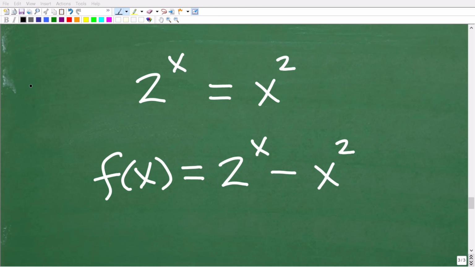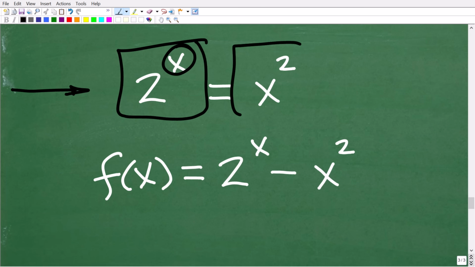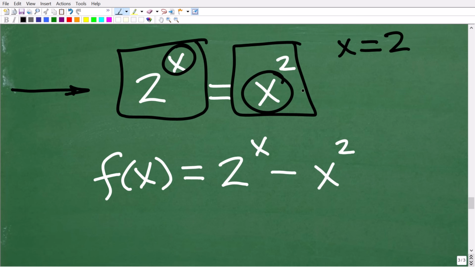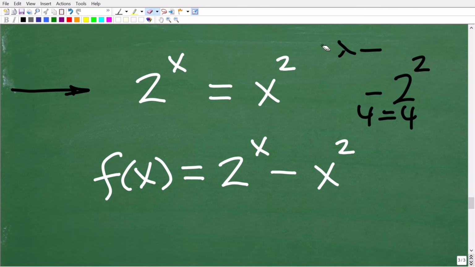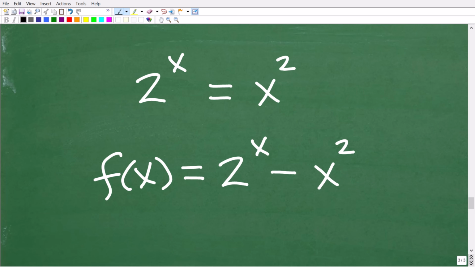Before we continue on, let's just review the big picture concepts here. We're looking for values of x such that the left-hand side is going to be equal to the right-hand side. So we saw that when x is equal to 2, this will make the left-hand side equal to the right-hand side because 2 squared is equal to 2 squared, or 4 is equal to 4. All right, so now we have to find that last value of x that makes this situation true, or makes the left-hand side equal to the right-hand side.